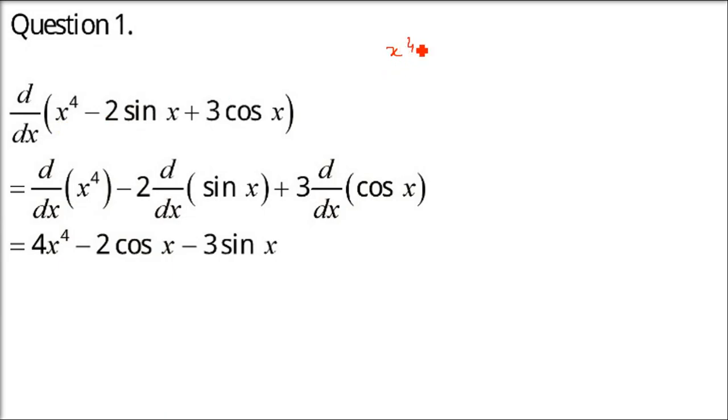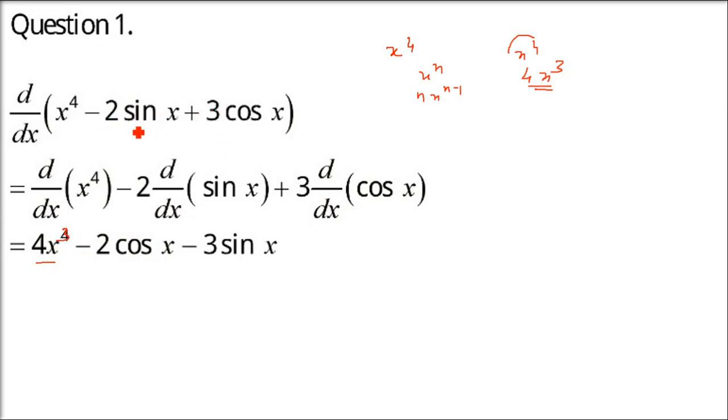So, this is x to the power 4. This is n x to the power n minus 1. This is the simple differentiation. So 4x to the power 4 minus 1, that is 4x cubed. The first one I have taken is 4x cubed.